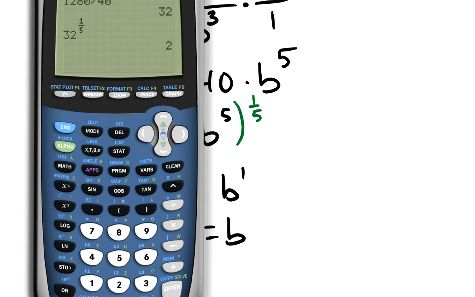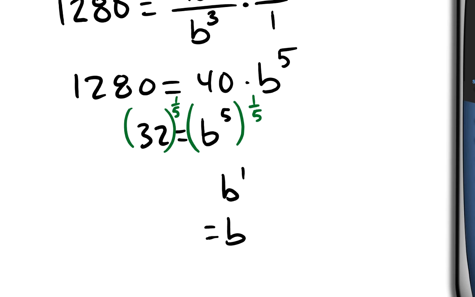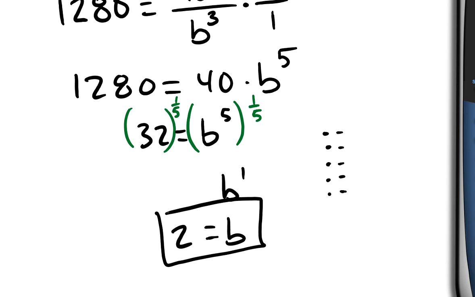Yeah, 2 times 2 is 4, times 2 is 8, times 2, well, I'm doing that and I'm not writing down anything. Here, 2 times 2 is 4, 8, 16, 32. And you can see there's 1, 2, 3, 4, 5 factors of 2. So this ends up being just the number 2. B is the number 2.